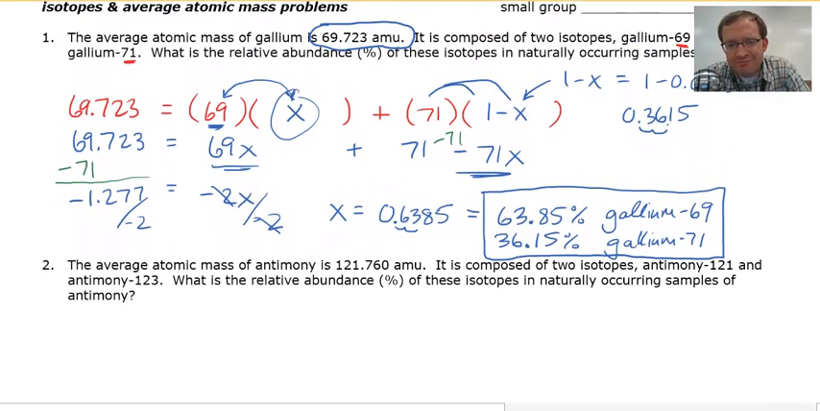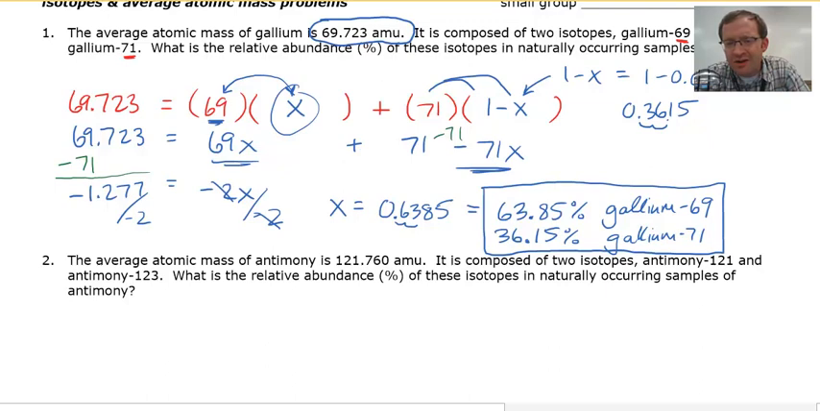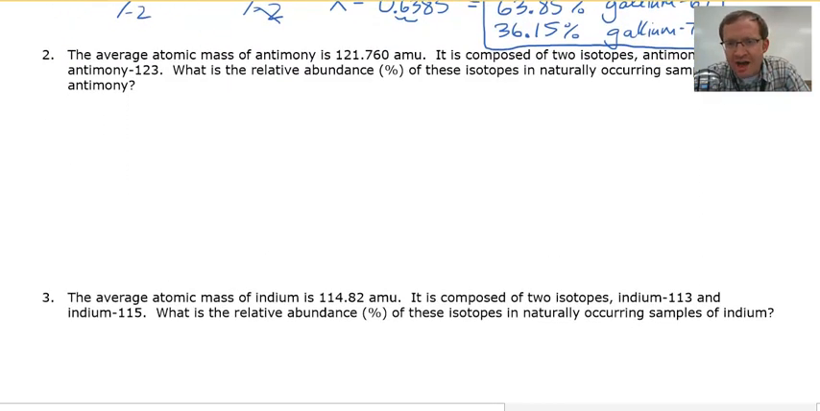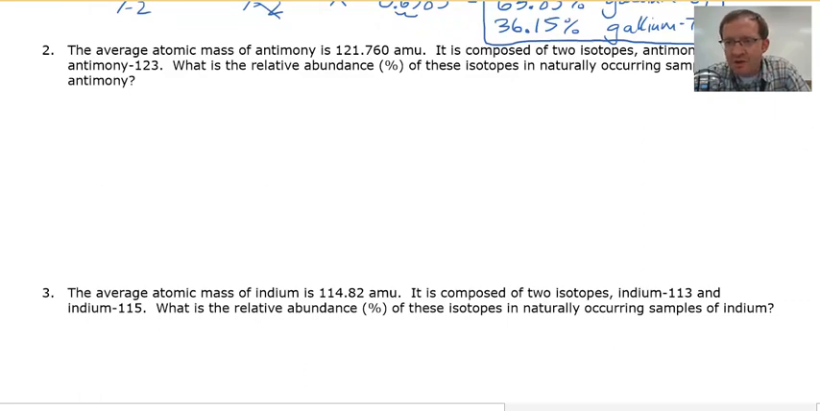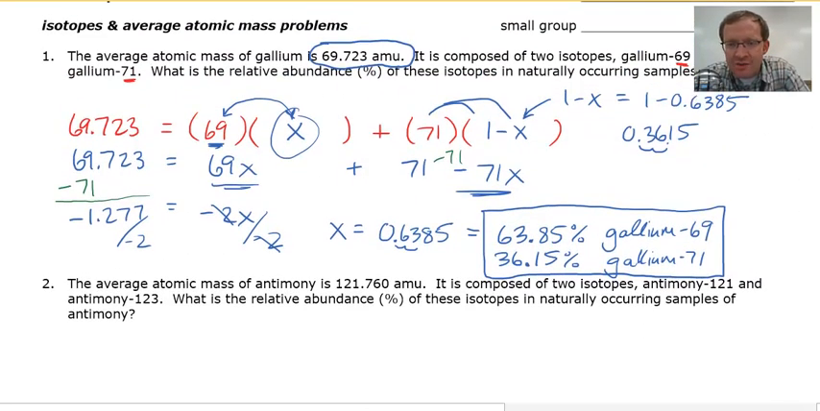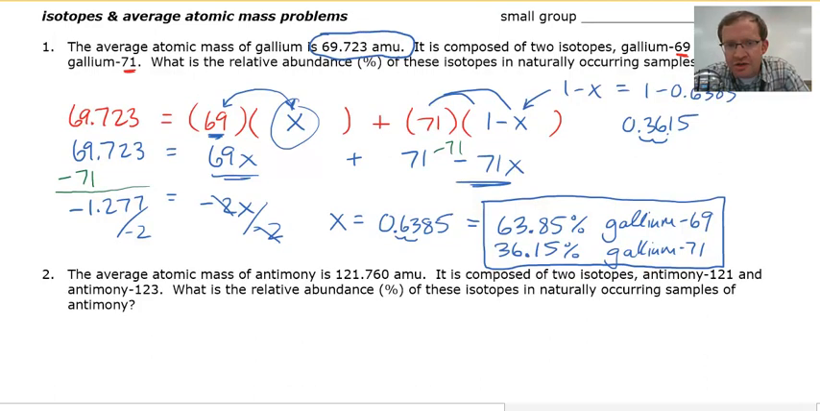Now, that's pretty much just algebra, right? We figured out that x and 1 minus x were the way we set up our problem. And once we do that, the rest of it's just basically rearranging the equation. We distributed, we got the x's grouped together on one side of the equation, and then got the x by itself, and boom, turn it back into percentages, and we were done.